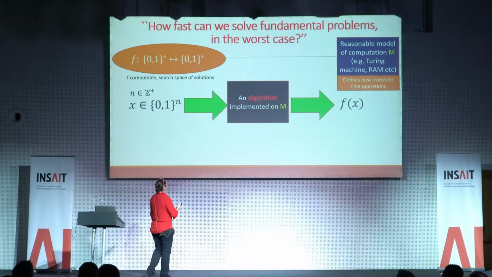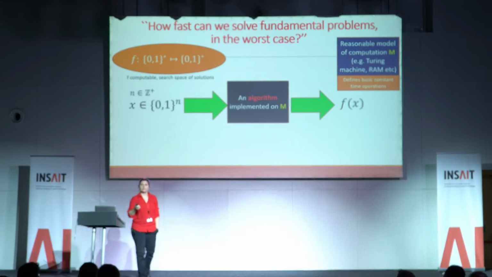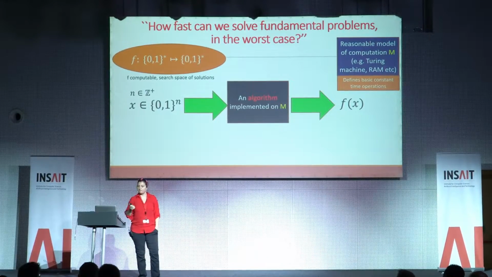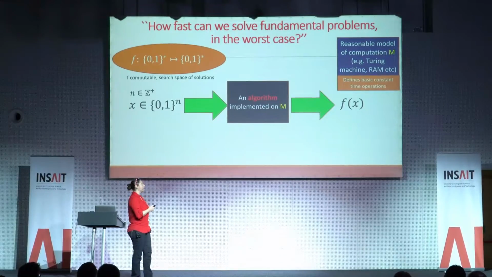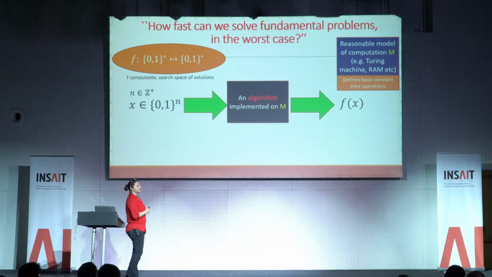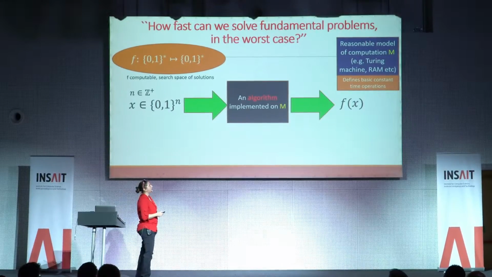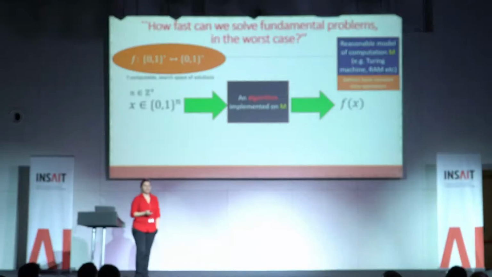Now, what is an algorithm? An algorithm is some program you can write on your machine. But what is the machine? Is this model that you picked, the Turing machine or whatever. So you have some algorithm. It takes an input, which is some bit string of length n, and outputs the value of the function on that input. All right, what do I care about?